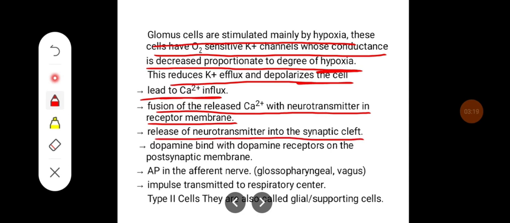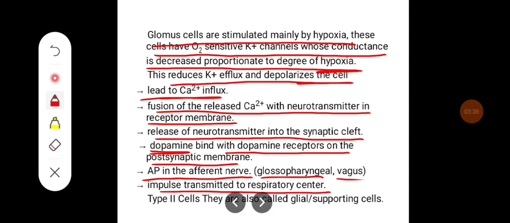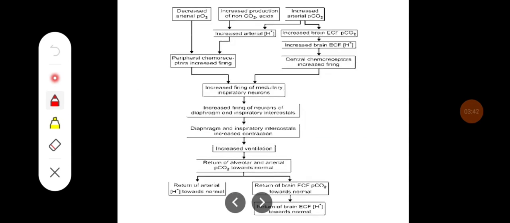so that the neurotransmitter, dopamine, binds with dopamine receptor on the postsynaptic membrane, and action potential occurs in the afferent nerve, that is through the glossopharyngeal and the vagus, and impulse is transmitted to the respiratory center. Type 2 cells are also called as glial or supporting cells. This is the mechanism by which the chemoreceptors are stimulated.